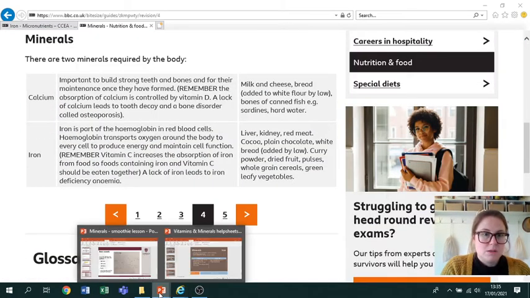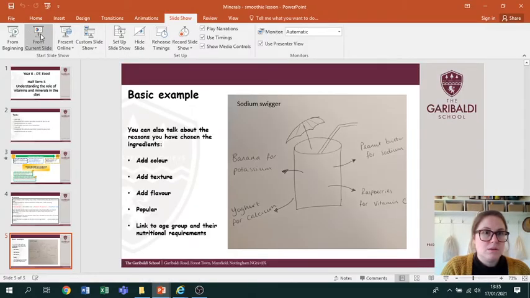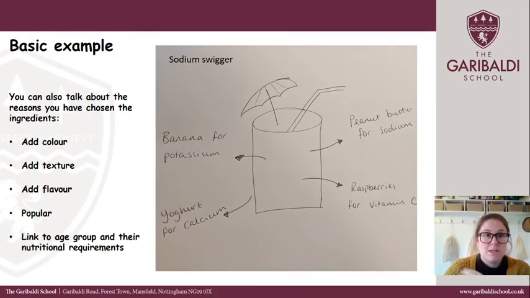Alright, so that is today's lesson. So concentrating on minerals, but still picking up some bits and bobs in terms of those vitamins that we have already covered.